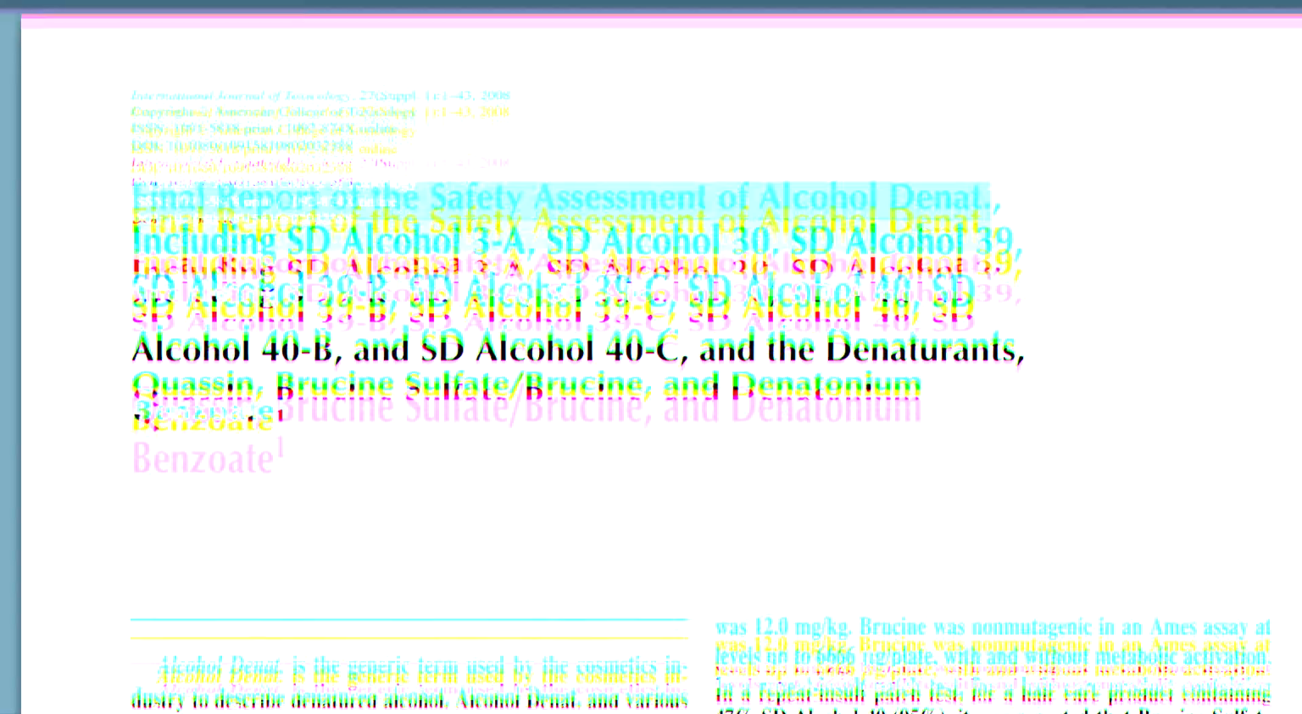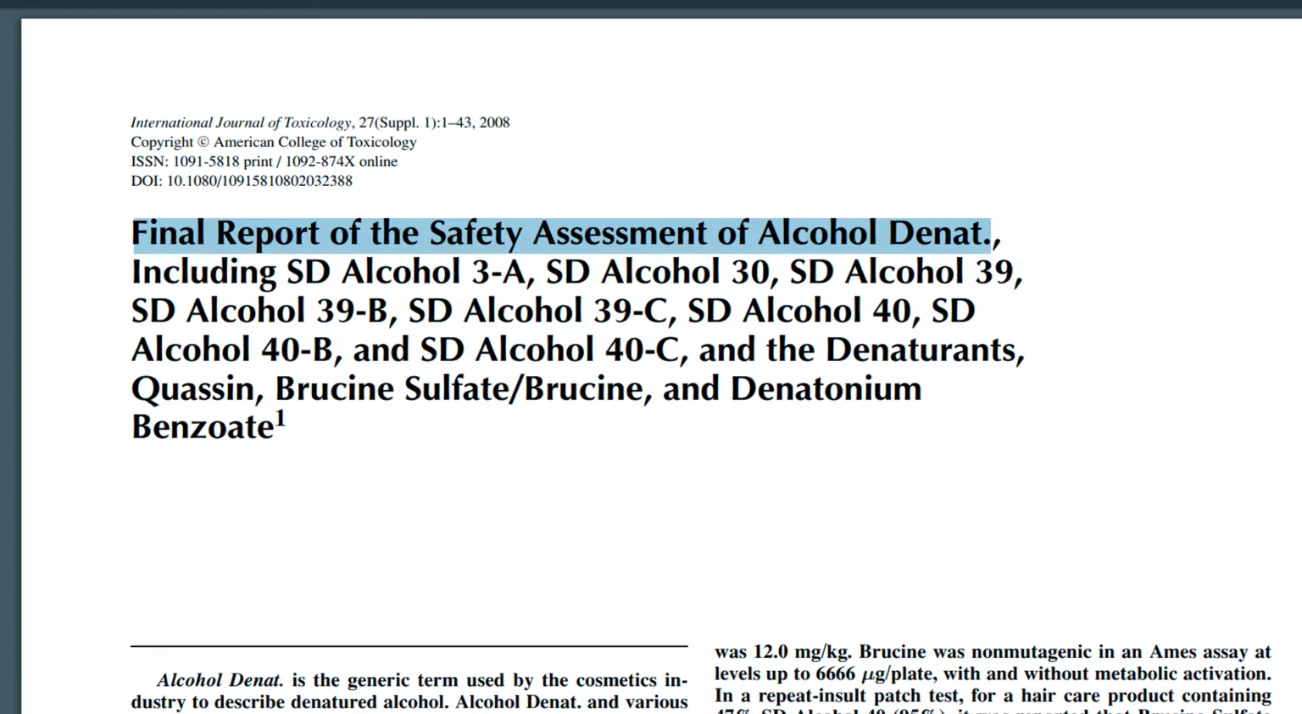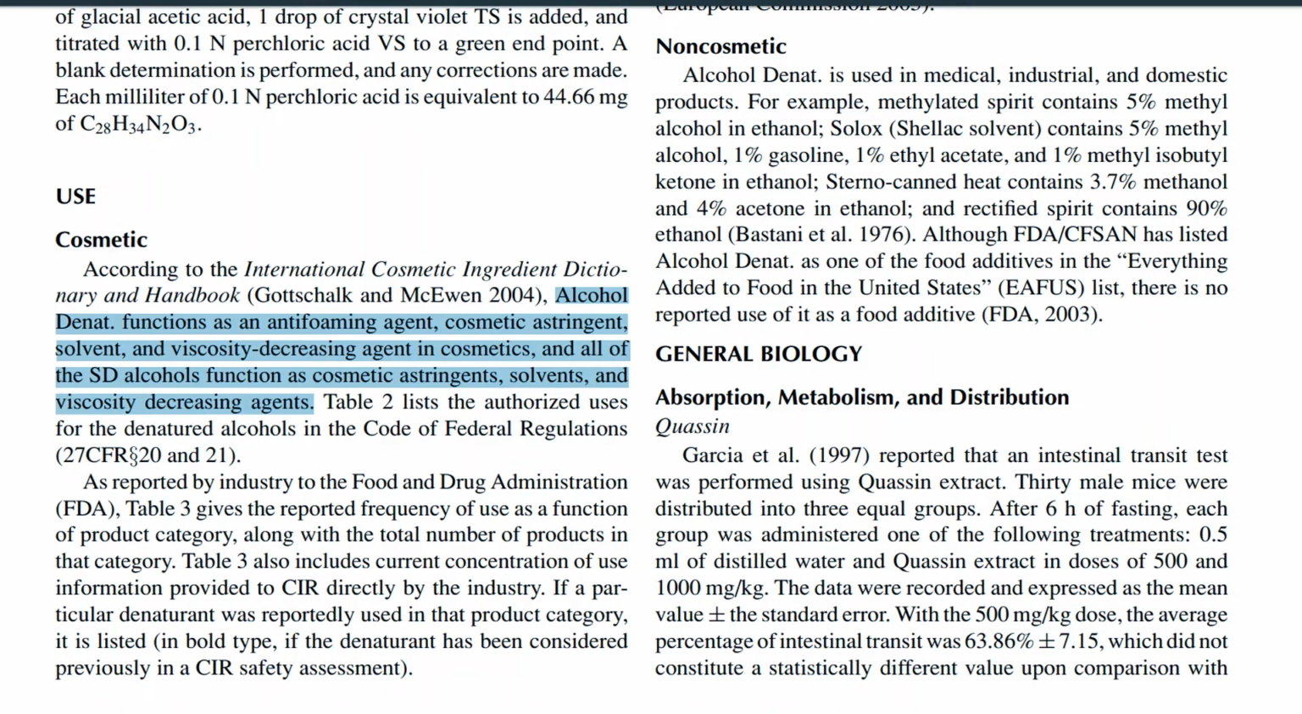To find out if there is any truth to the claim that alcohol will cause premature aging and skin damage, we must away to PubMed. A paper titled The Final Report of the Safety Assessment of Alcohol Denat, published in the International Journal of Toxicology in 2008, link in the description, states that denatured alcohol in cosmetics behaves as an astringent, solvent, and both an anti-foaming agent and a viscosity-reducing agent.